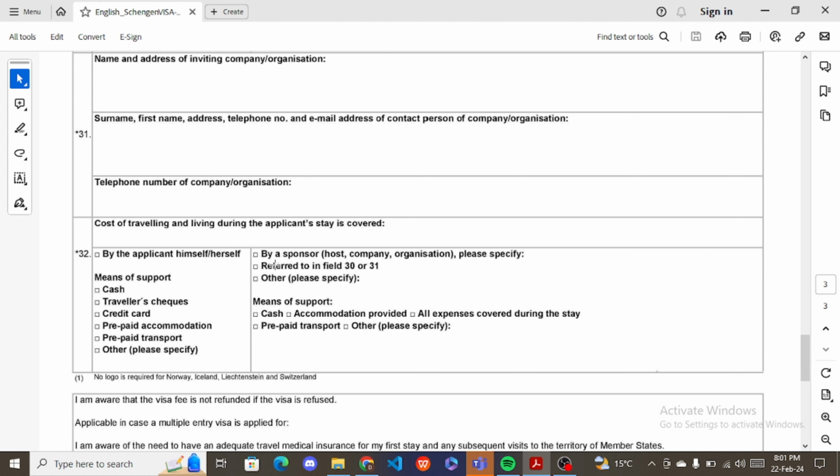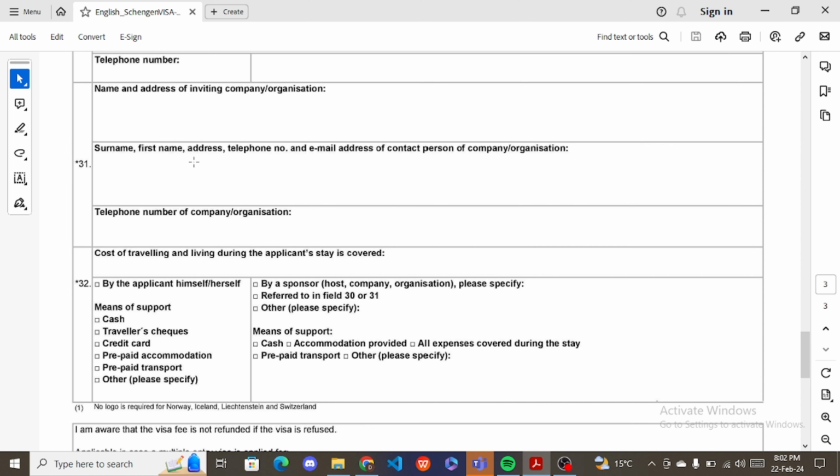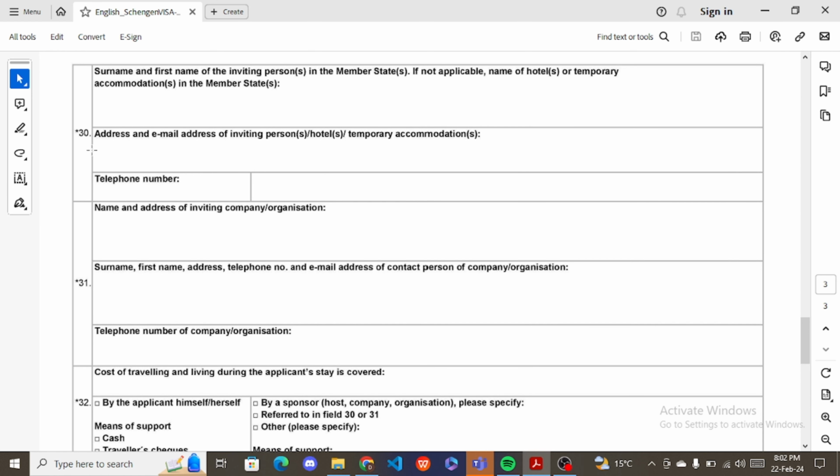For these other options on the right, by a sponsor, that's host, company, organization, please specify. So if someone is sponsoring you, let's say your husband or someone else, a family member, or an organization or a company, please tick the first one. Then this one, refer to in field 30 or 31. Let's see what they say in field 30 or 31.